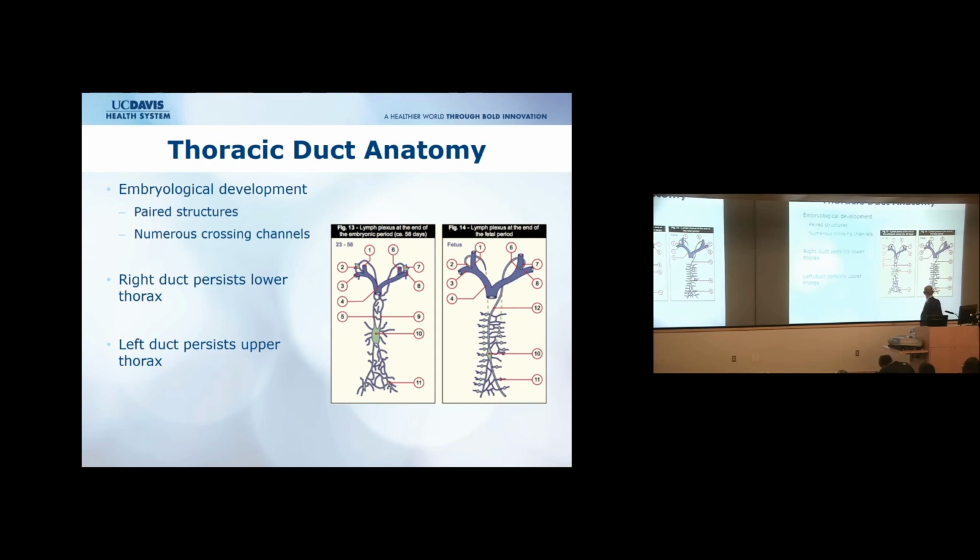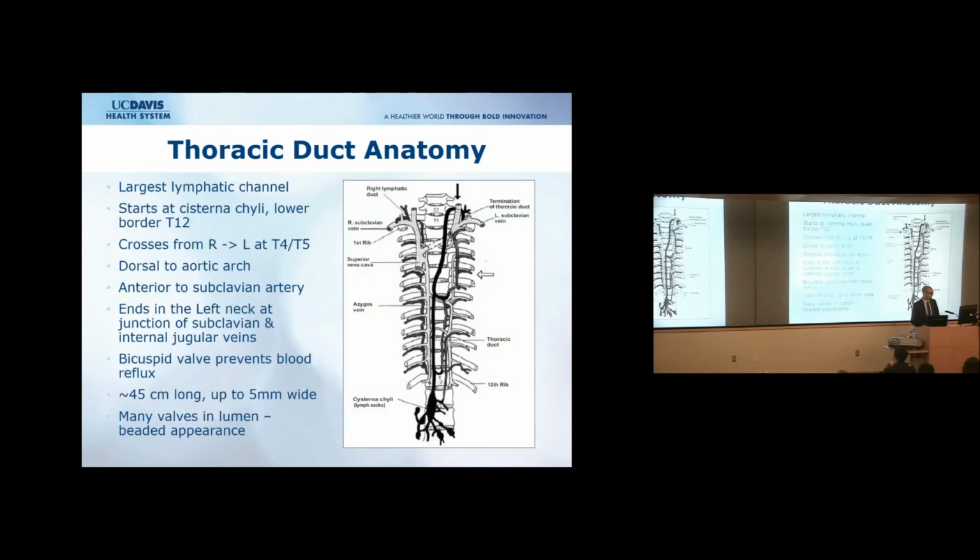Starting out on the right side of the patient, it then moves over towards the left side and empties into the junction of the subclavian and internal jugular vein. The thoracic duct is the largest lymphatic channel in the body. It starts at around T12 with the cisterna chyli, which is variable in size in some patients, as we'll get into later. As I mentioned, it crosses from right to left at around T4 to T5 in most patients.